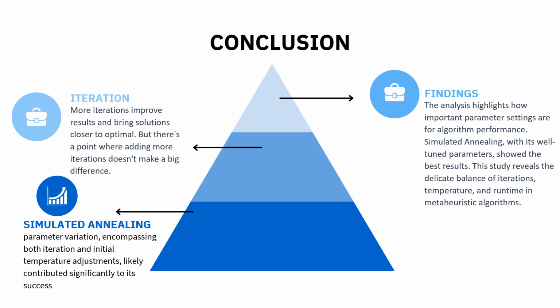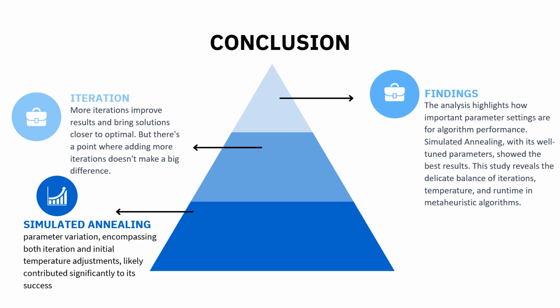Talking about simulated annealing, when we do simulated annealing, parameter variation encompassing both iterations and initial temperature adjustment likely contributes significantly to its success. So I think from here it can be concluded that when we want to optimize the result, we should not just play around with one parameter. We need to play around with multiple parameters just to get the best combination, so that the optimal result can be obtained.